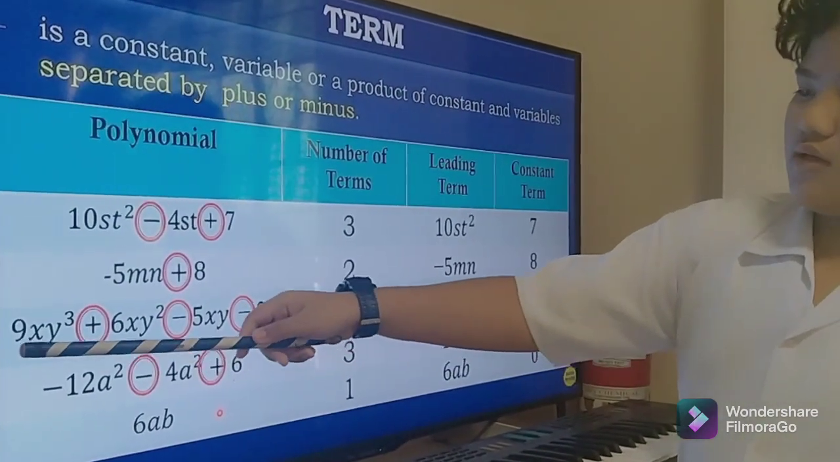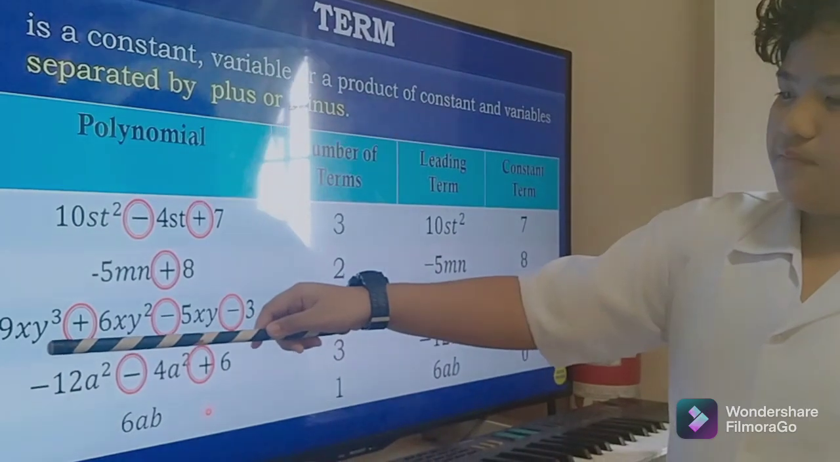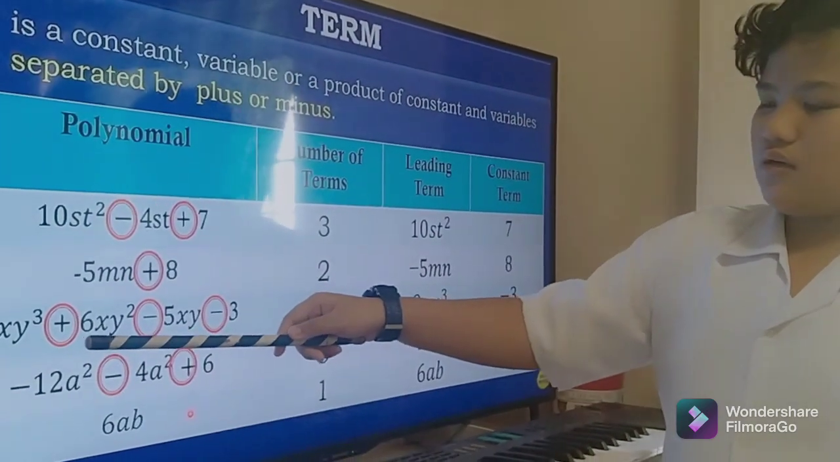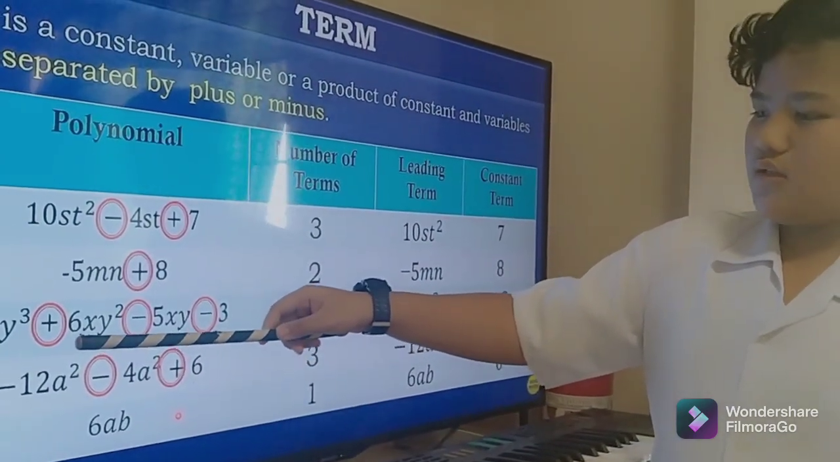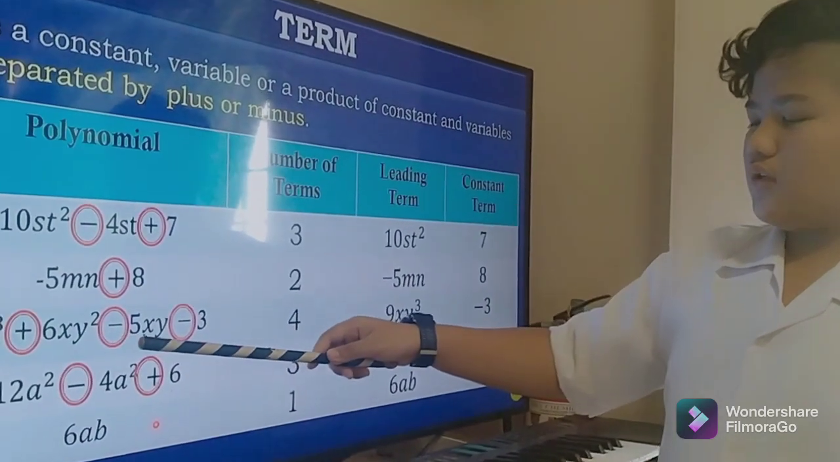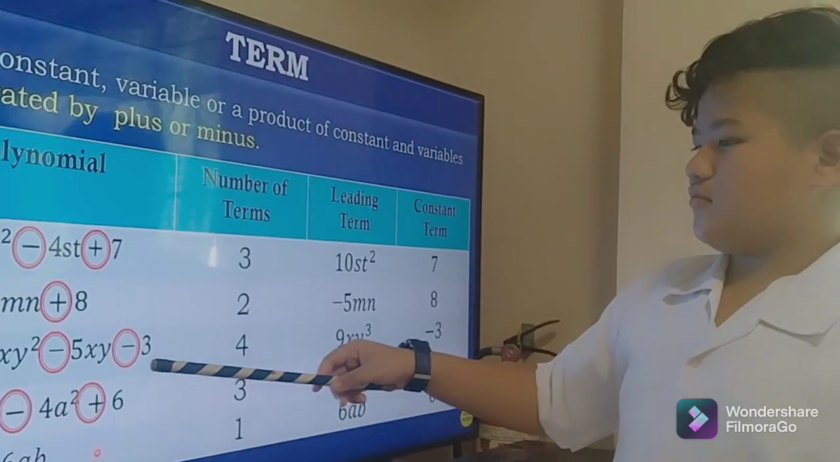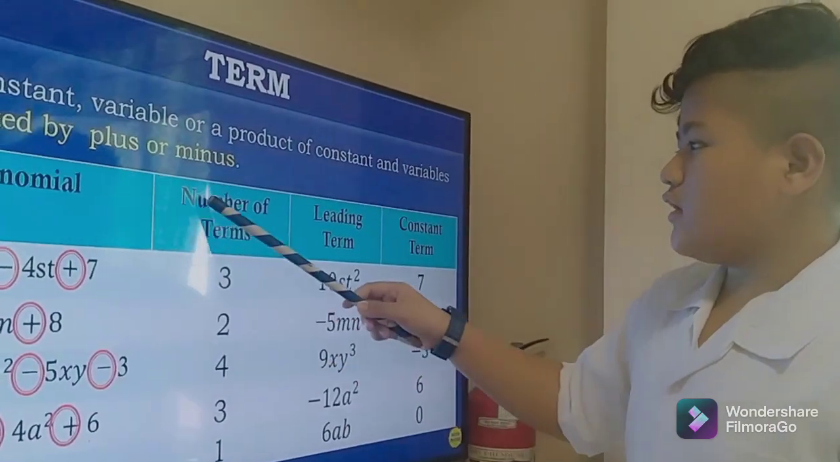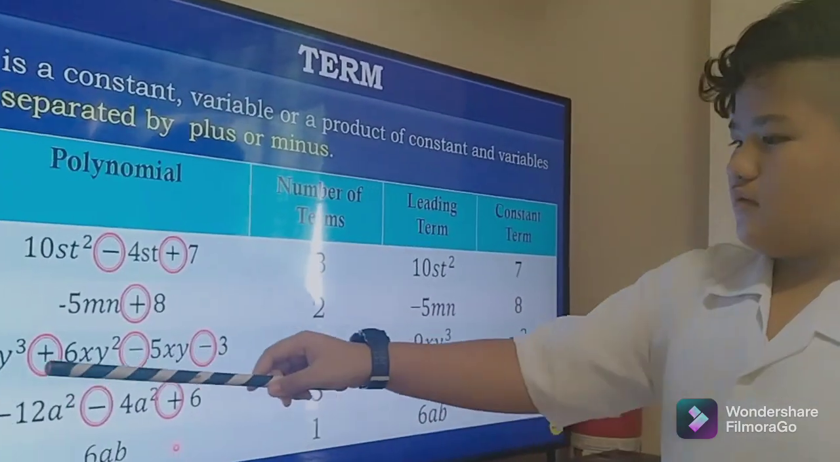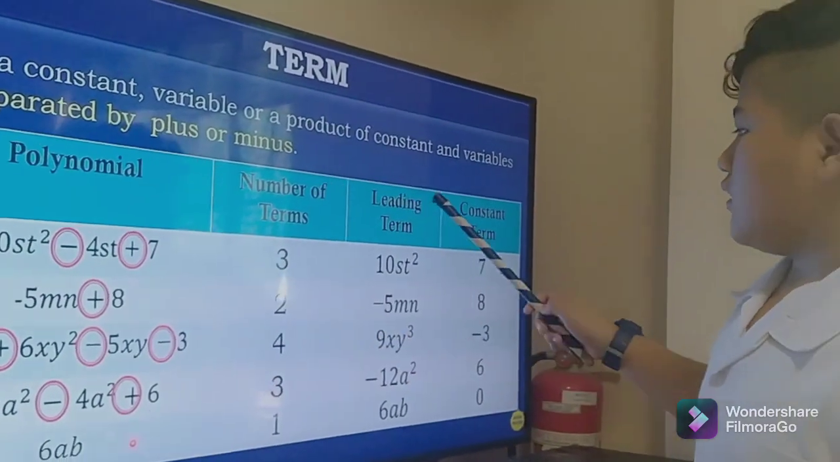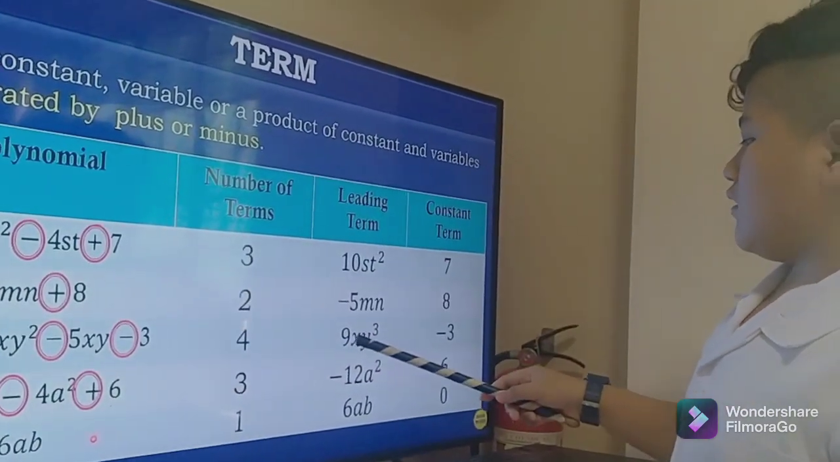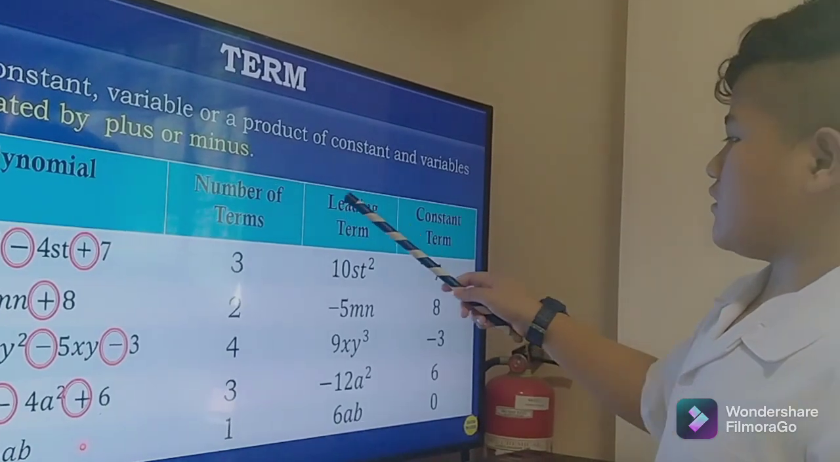The first term is 9xy to the third power. The second term is 6xy squared. The third term is negative 5xy. The fourth term is negative 3. The number of terms is 4: 1, 2, 3, 4. The leading term is 9xy to the third power, because leading means the first one.